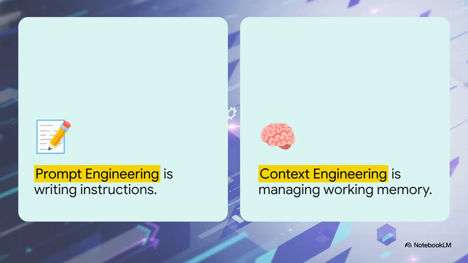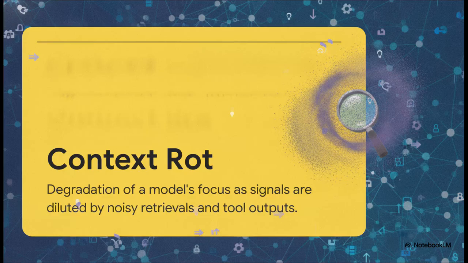And this brilliantly illustrates the big paradigm shift we have to make. Prompt engineering is basically just writing instructions, right? But enterprise AI? That requires context engineering. It's about actively managing an agent's dynamic working memory. You are deciding exactly what information gets into the model's limited attention space, what gets to stay there, and what gets ruthlessly kicked out as it works. Because if you don't manage that memory, you hit a brick wall. We call it context rot.